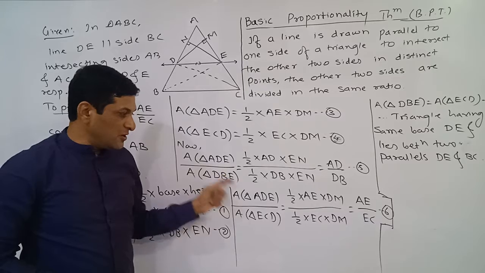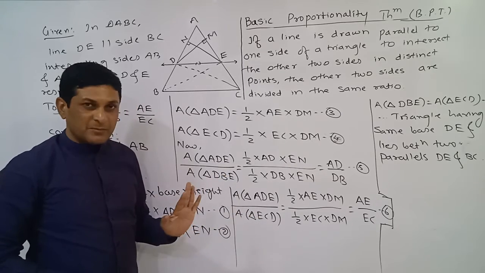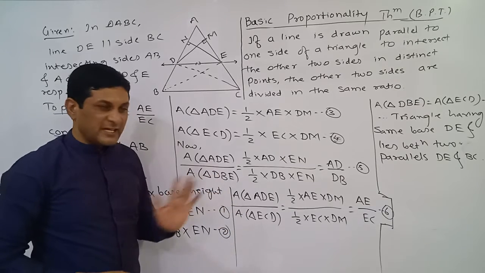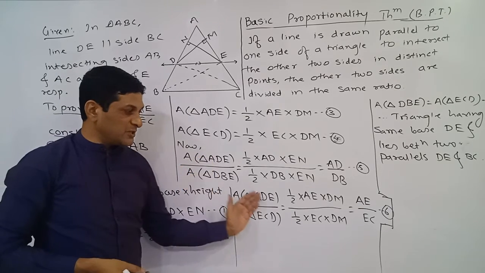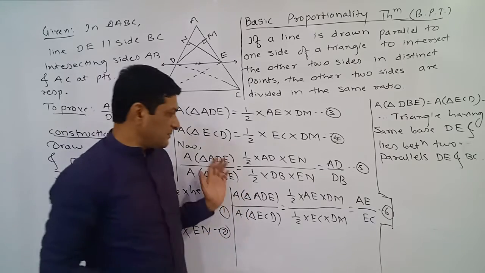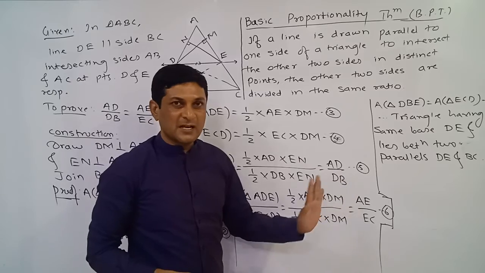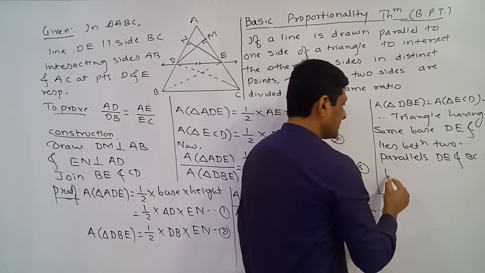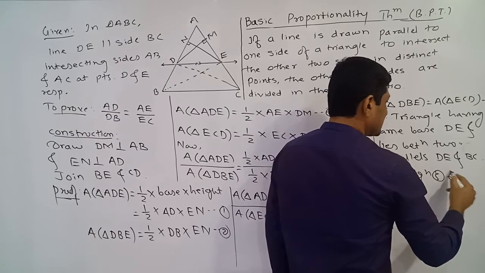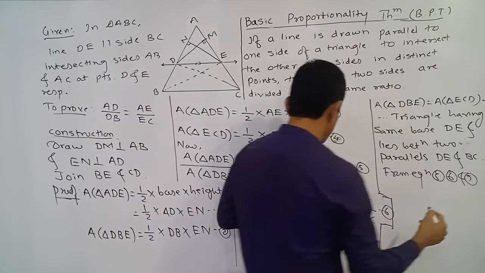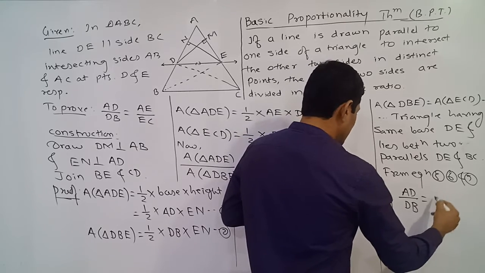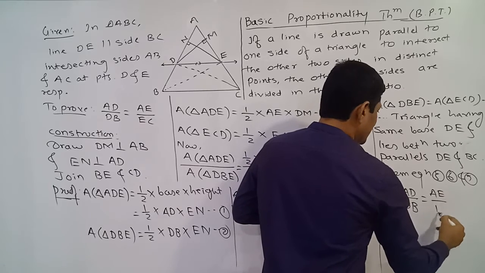Now from equation number 7 we have shown that the areas of both the triangles are the same. So the values in the numerators are equal and the areas of the triangles in the denominators are also equal. So we can say that these ratios are equal. If left hand sides are equal, then right hand sides are also equal. So from equations 5, 6 and 7, what is your conclusion here? AD upon DB is equal to AE upon EC.